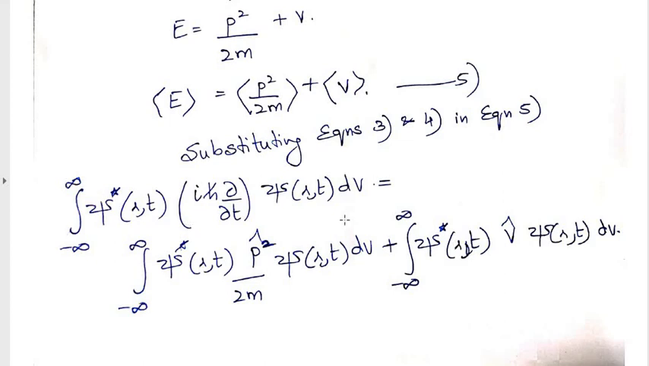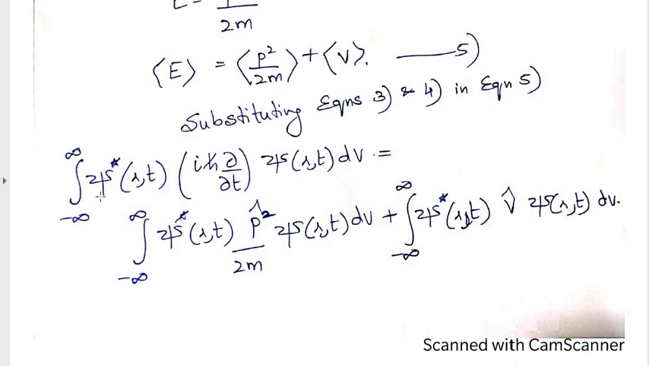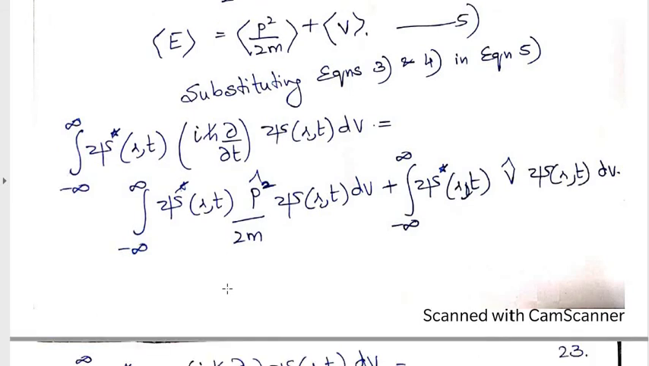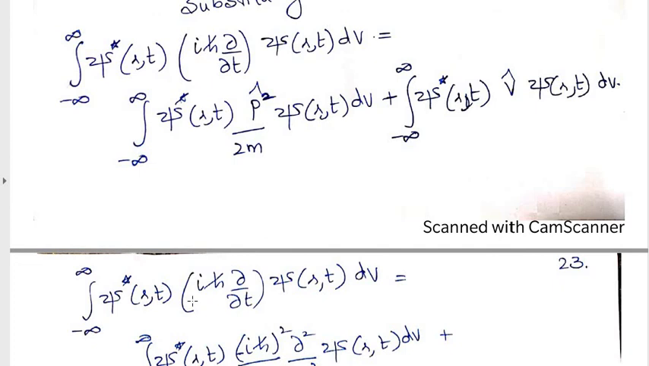So therefore, this integration of psi star r,t into i h bar del by del t into psi of r,t dV between the limits of integration minus infinity and plus infinity is nothing but the expectation value of energy E. This is equal to the integration of psi star r,t p square cap, the operator of p square by 2m, into psi of r,t dV between the limits of integration minus infinity and plus infinity, plus the integration of psi star r,t V cap, the operator of potential energy, into psi of r,t dV between the limits of integration minus infinity and plus infinity.